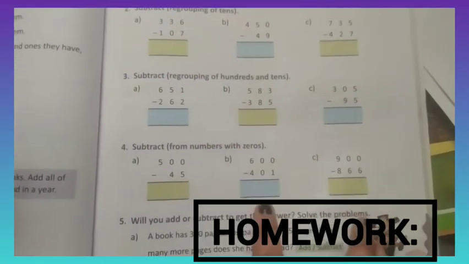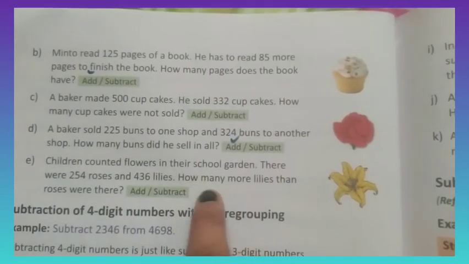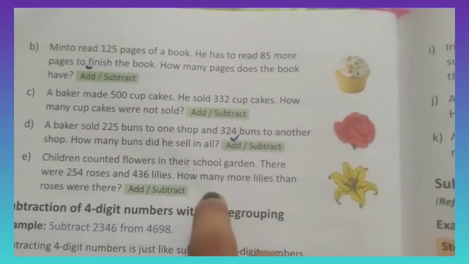This is homework up to 4th bit. Write 5th bit in your fair notes. Complete up to here. Okay.